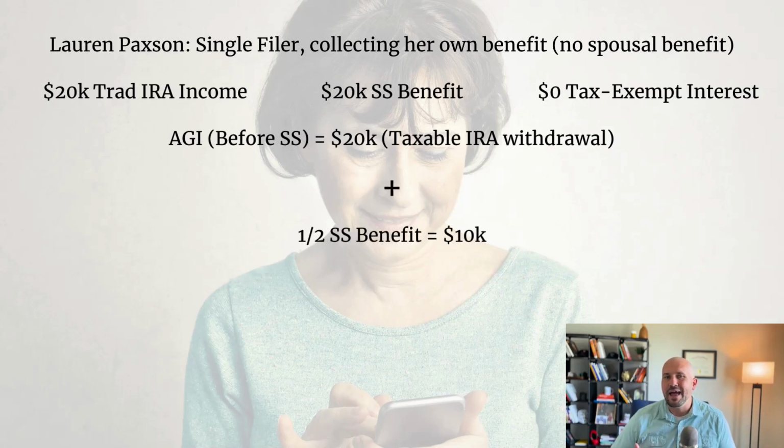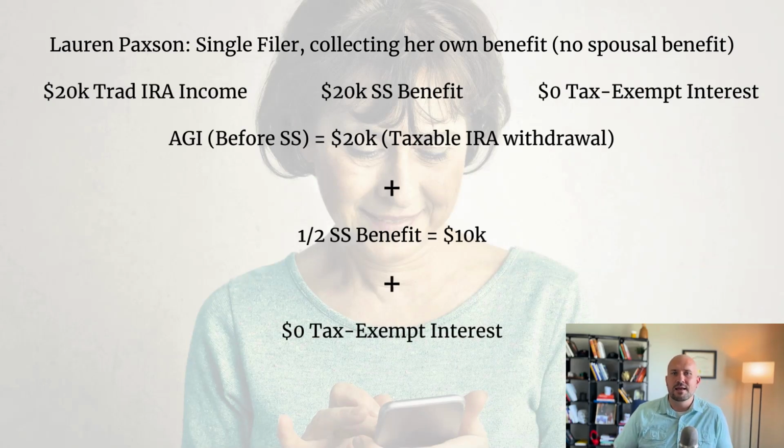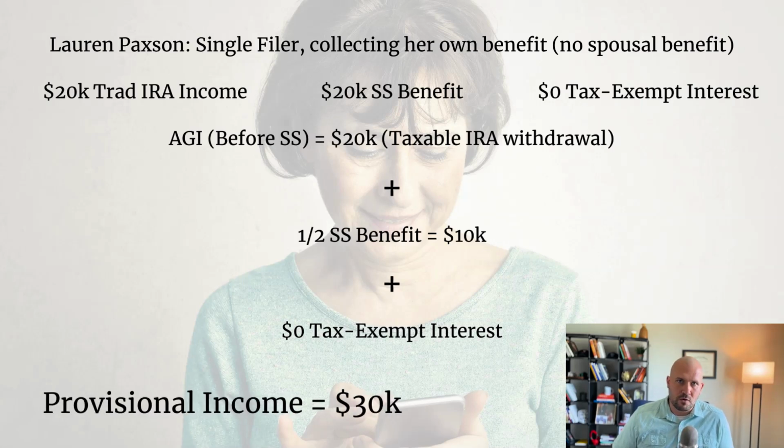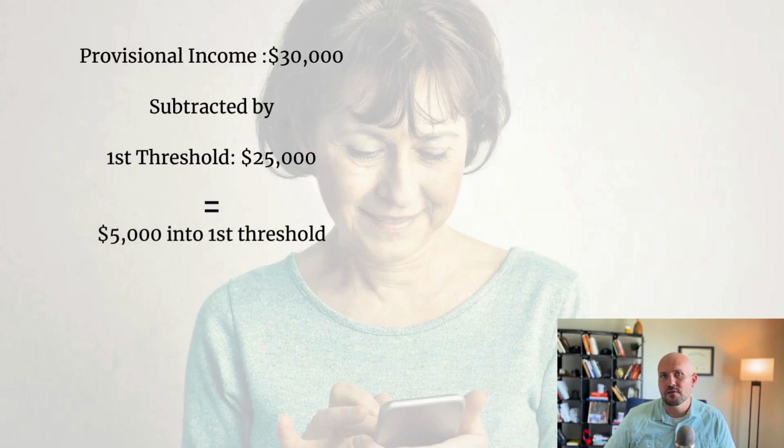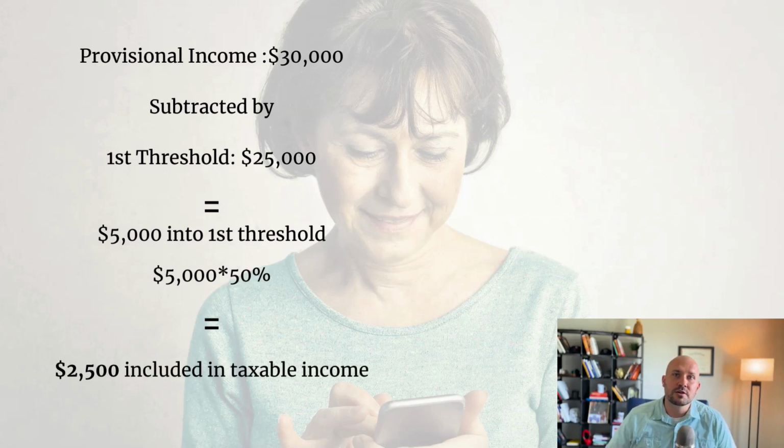We again take that Social Security benefit and we divide it by 2. That gives us $10,000. When we add the AGI and half of the Social Security benefit, we get a total of $30,000 of provisional income. What we then want to do is take the provisional income of $30,000 and subtract the first threshold number, and we'll get $5,000. We find that 50% of benefits within this range are considered taxable income. So we take half of the $5,000, we get $2,500. That $2,500 is what's included in taxable income.